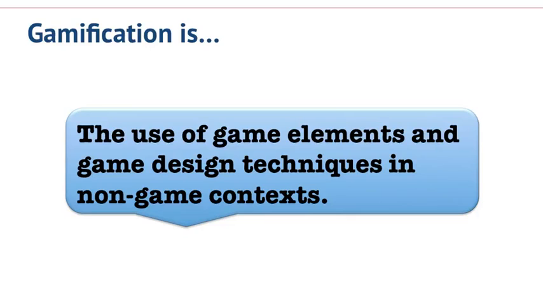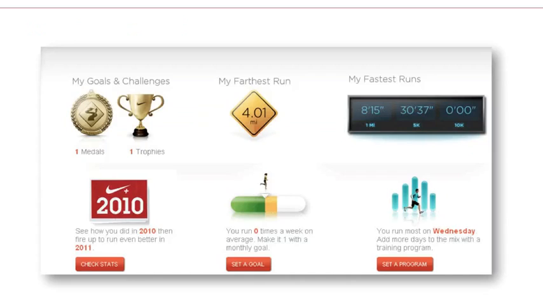There are three parts to that definition. The first is game elements. I'll talk about this in much more detail, what exactly that means, in a later session. The second is game design techniques. And the third is non-game context. So let me give you an example or two, and then I'll explain each of these in a little bit more detail. So the first example is Nike Plus.